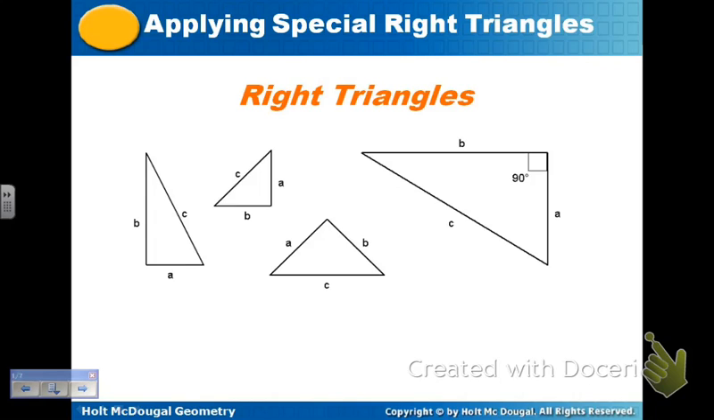So you can tell, for instance, on this larger triangle to the right, that leg B looks like it's probably longer than leg A, and that's fine. The legs don't have to be the same length. And on some of the others, it may look like A and B are the same length. So what we're going to be looking at today are special types of right triangles where the legs are congruent to one another.